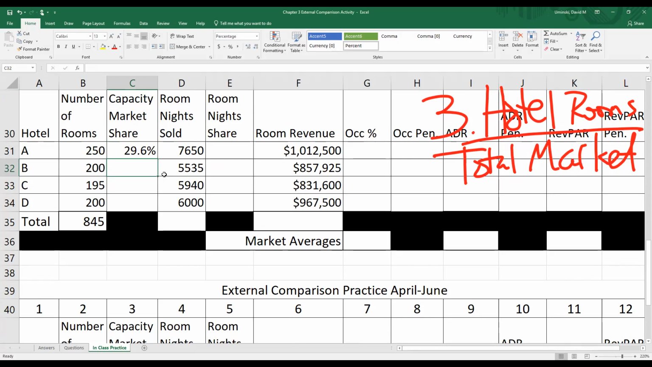So 29.6%. And then we're going to do the same thing for each one of the following.